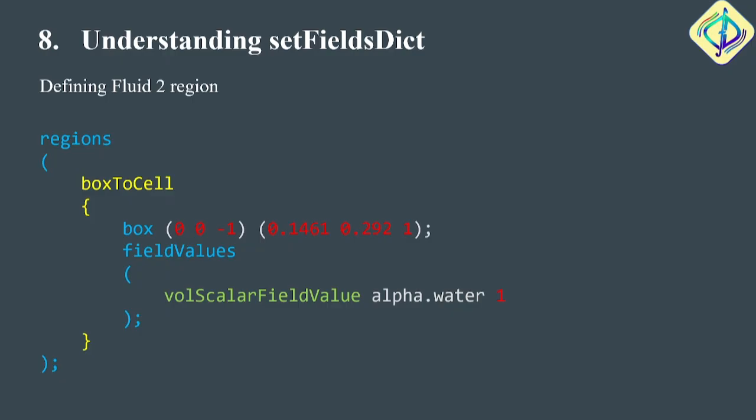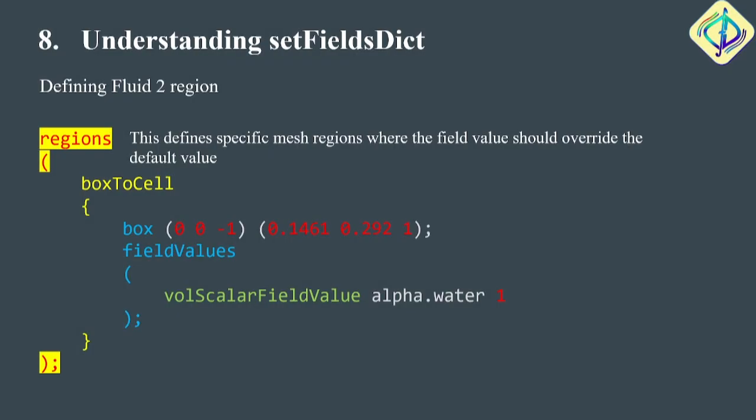Now we want to define the water region. So that is where your regions part will come into play. As I said, we had a bounding box. I gave you the lower and upper limits. So you can use the region part to define the fluid region that you want to specify.